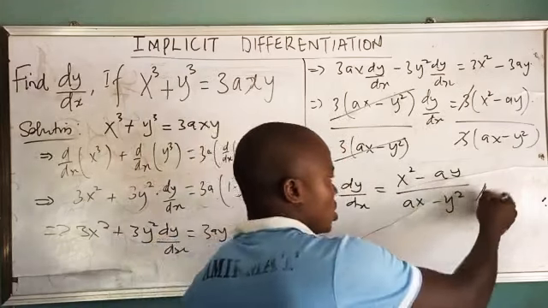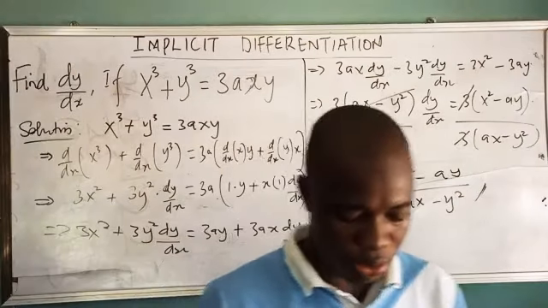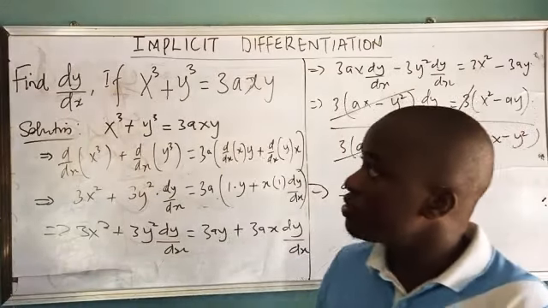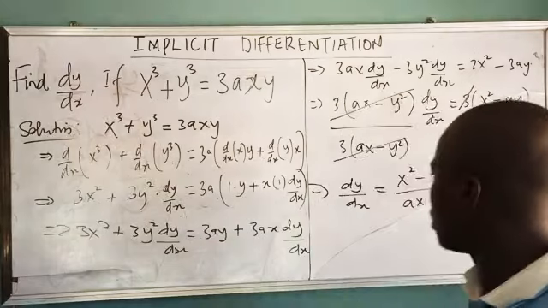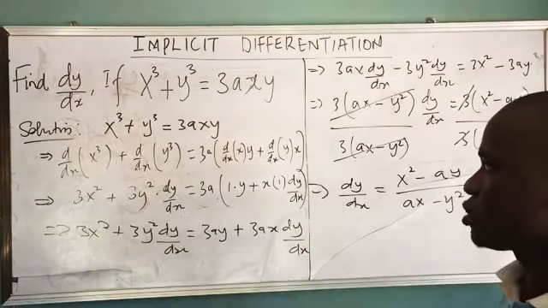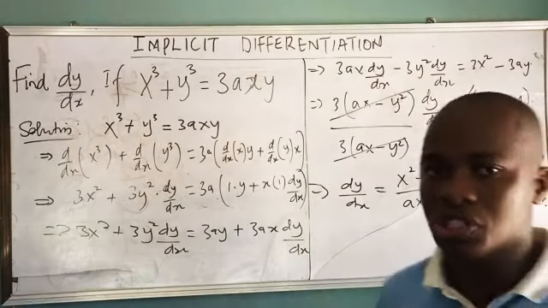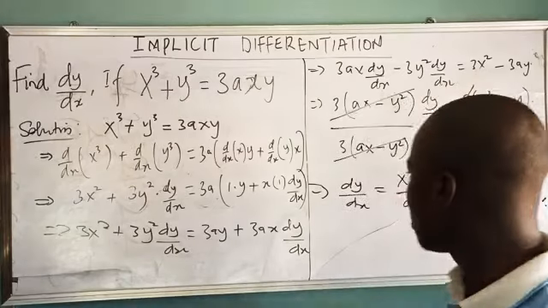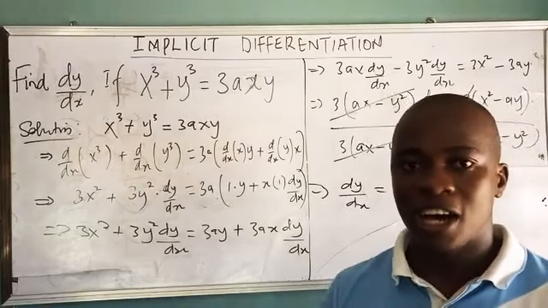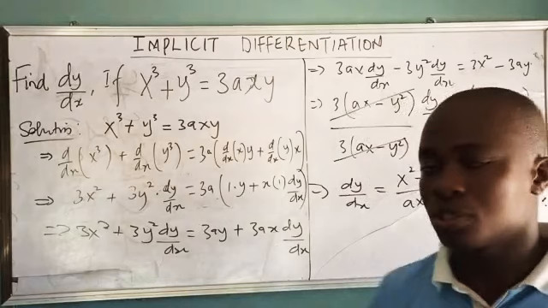This is the solution to the problem given to us, which says find dy/dx. You can see the solution is also an implicit function in x and y. So that's the solution to the problem.